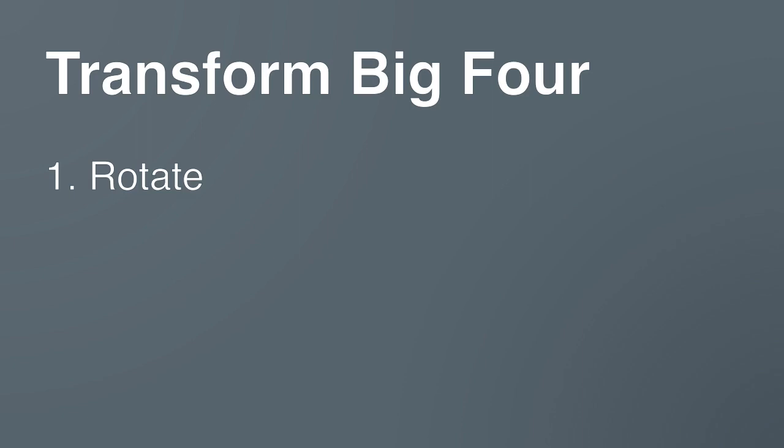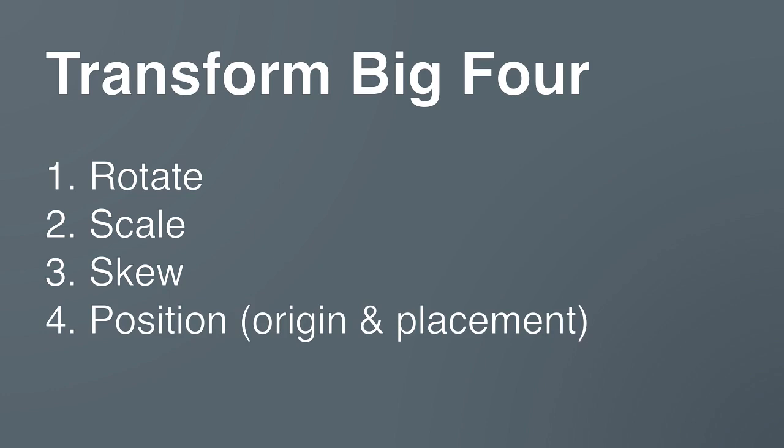Number 1, we can rotate elements. Number 2, we can change the scale or size of elements. Number 3, we can skew an element. So that means taking a rectangle and making it become a parallelogram. And number 4, we can change the positioning of elements. Let's begin with number 1, rotate.